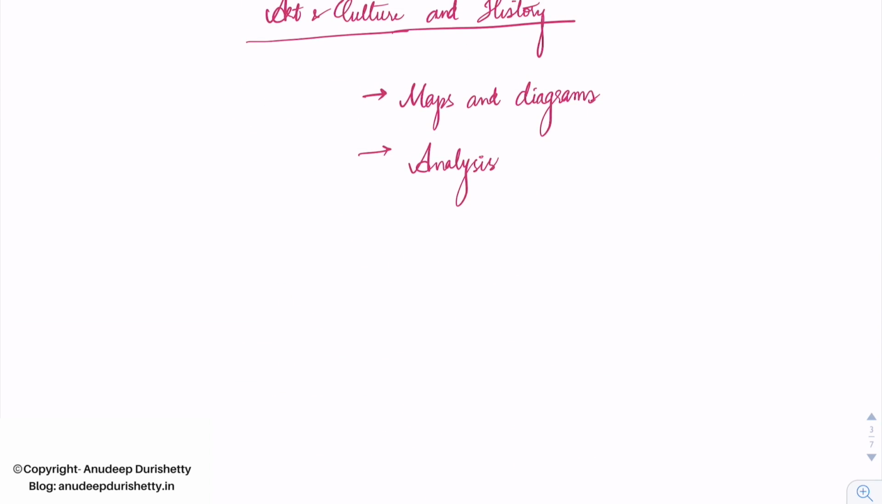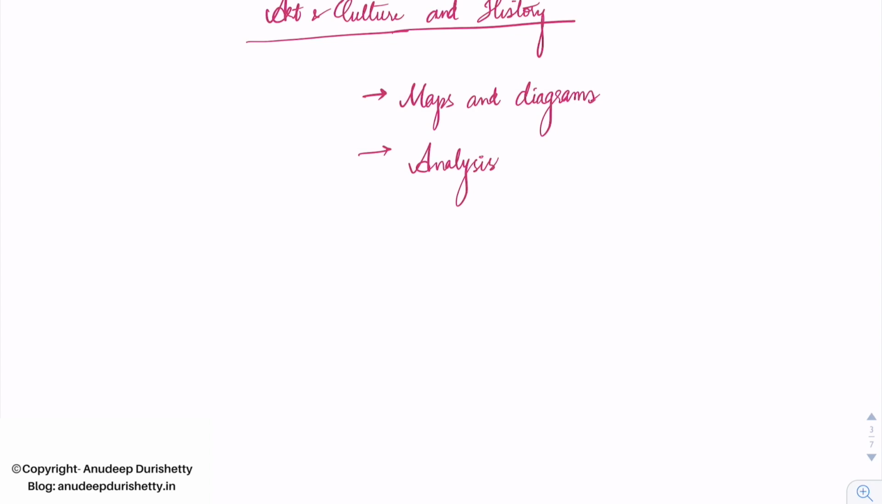In art and culture and history, the content is static, questions are straightforward, and any serious aspirant can answer them well. However, you can use the following guidelines to write better and effective answers.